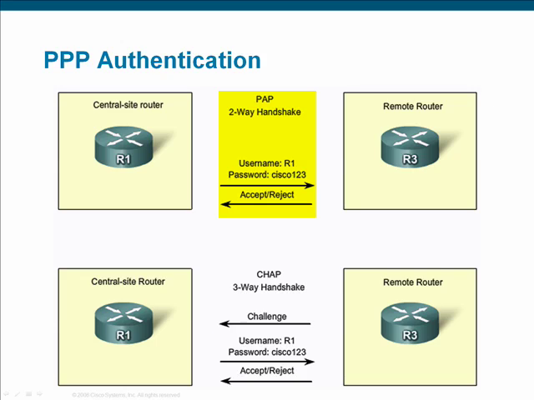PAP is a very basic two-way process. No encryption is used, so the username and password are sent in plain text. If accepted, the connection is allowed and authentication is never verified again. This leaves the network vulnerable to attack.